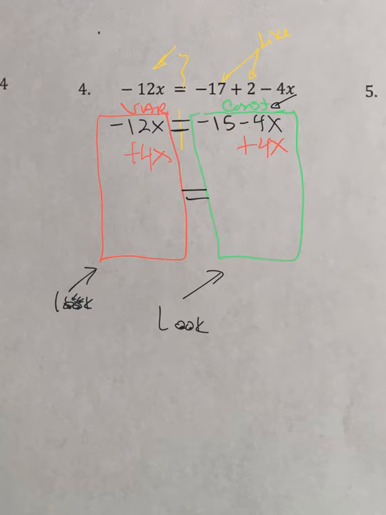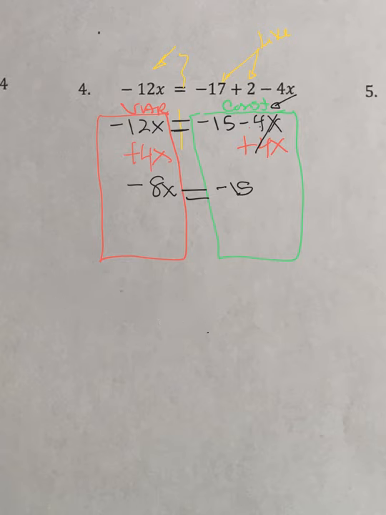And then a negative 12x plus 4x is negative 8x's. And negative 4x and plus 4x is 0 x's, and that leaves me negative 15. Notice how I have a tendency to go from left to right, from left to right as I'm doing problems. Now we've met our goal, and we have all the variables on one side and all the constants on the other. So now we can undo multiplying by negative 8 by dividing by negative 8.